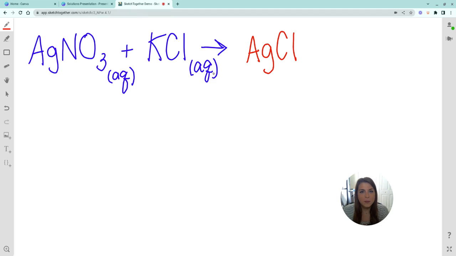And then with the remainder, I would have potassium nitrate. Potassium is a +1 and nitrate is a -1. So when those crisscross, I would get just KNO3.